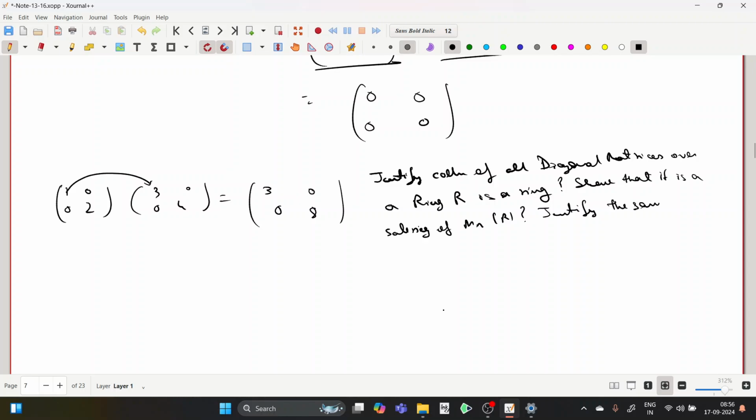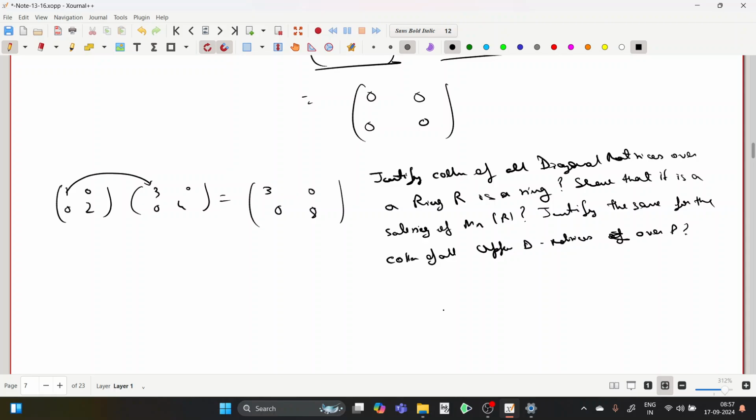Justify the same for the collection of all upper triangular matrices over R. Clear? Okay. So yeah, these things are very easy to calculate.